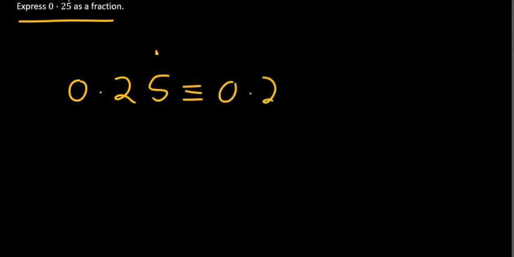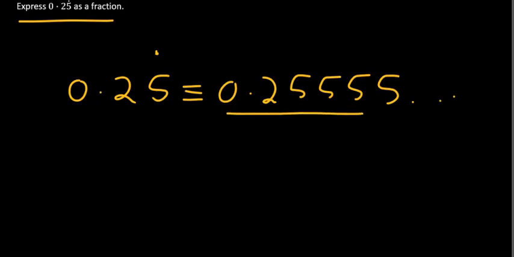Let's look at the following problem. Express this as a fraction. Now, when you write 0.25 with a dot on top, that means the 5 is repeating indefinitely, like that. So the question is, how are we going to represent this number in the form of a fraction? You see, the repeating number is 5.